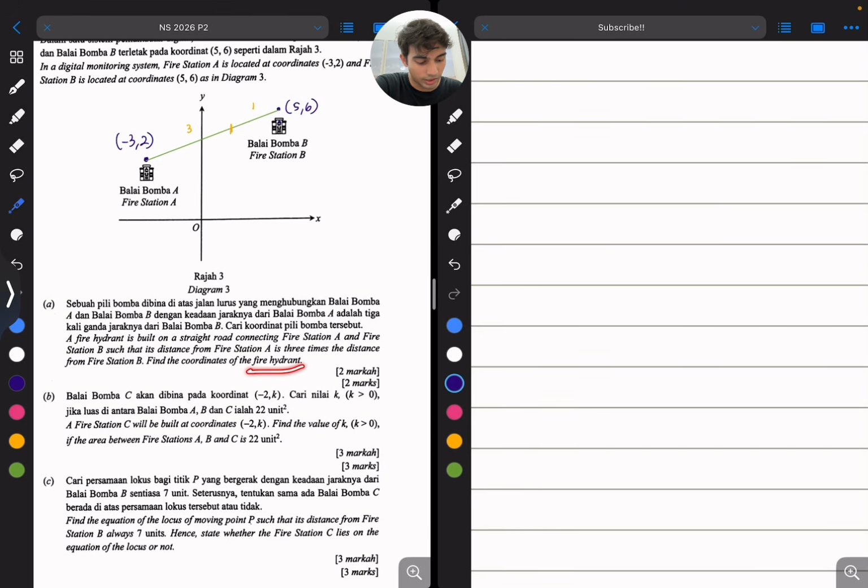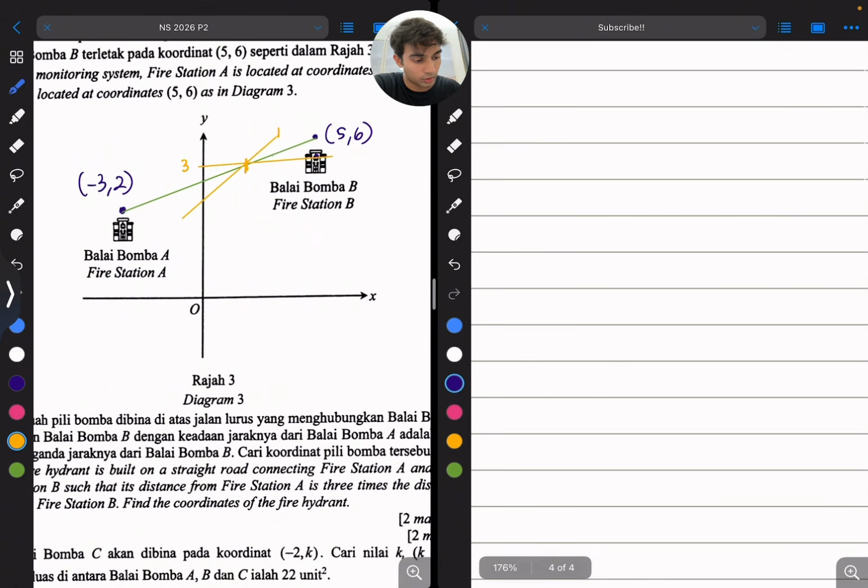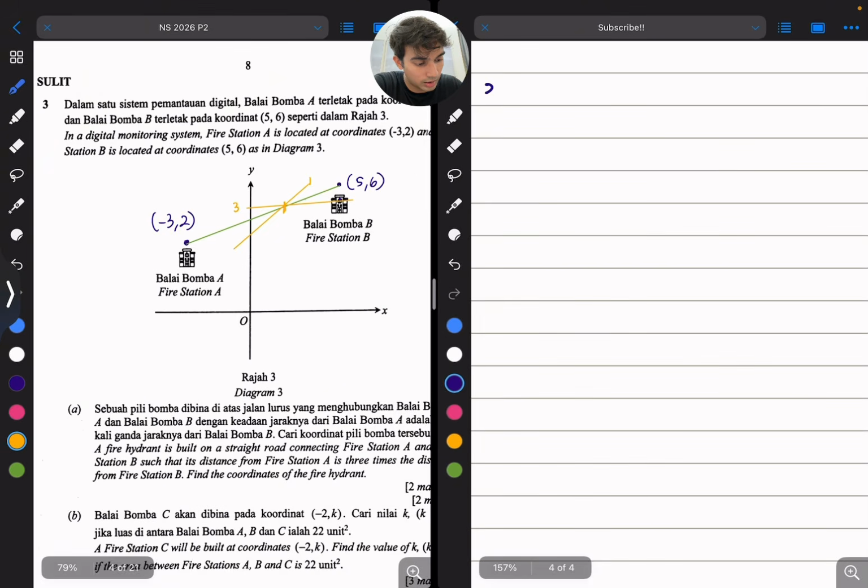Find the coordinates of the fire hydrant. All right, so here we have to use the X method, where this one you must times this one, and this you must times this coordinate. Okay. So this is question 3A. So you can say fire hydrant.